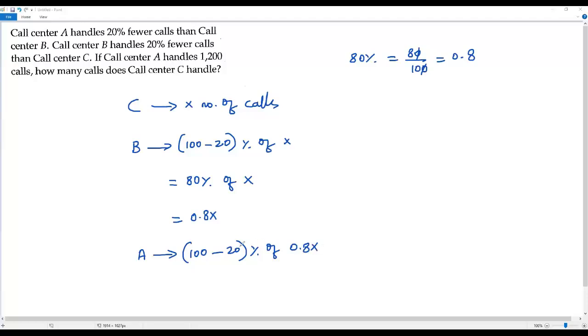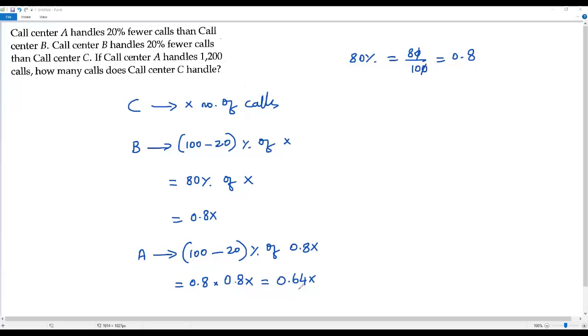Here 100 minus 20 is going to be 80. So 80 percent, the decimal form will be 0.8, and "of" means times 0.8x. When I multiply 0.8 by 0.8, it will be 0.64. It's a calculator section, so if you want, you can use a calculator. So now I got the number of calls handled by call center A, that is 0.64x.